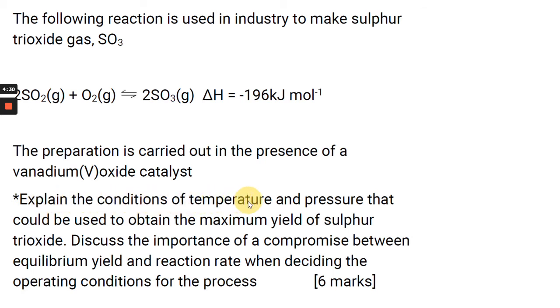So explain the conditions of temperature and pressure that could be used to obtain the maximum yield of sulfur trioxide. And it says discuss the importance of a compromise between the equilibrium yield and reaction rate when deciding the operating conditions for the process.